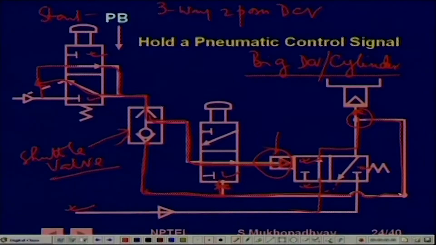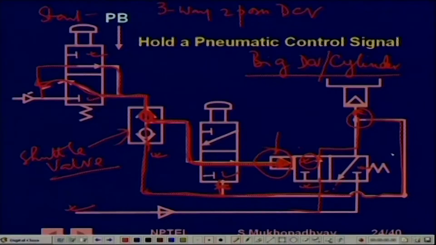Now when this pressure is built up, if you release this, then this part will immediately get connected to exhaust, and since there is pressure here, this shuttle will be pushed and come to this position, and then this pressure itself will go through this and keep the valve in this position. Note that this is a spring loaded valve, so the pneumatic pressure is going to be held even if the start push button has been released, right. That is the point that we are trying to make.